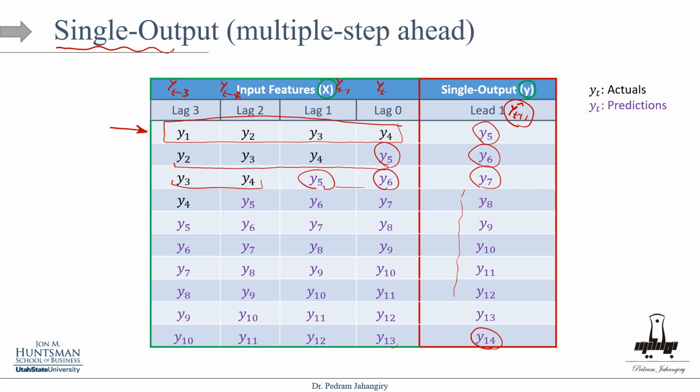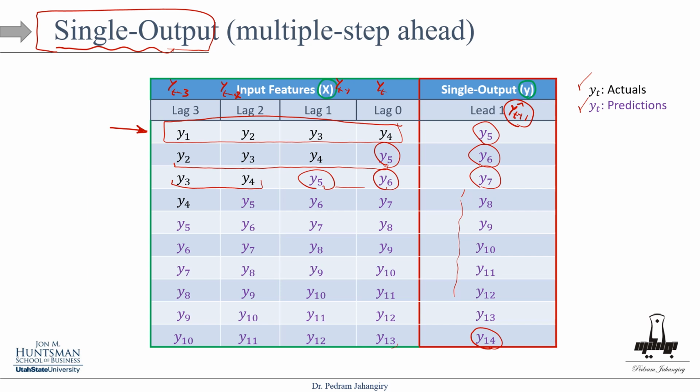So I want you to pause the video or go backward to the previous slide and compare the colors here, right? Remember, the black ones are actuals, the purple ones are predictions. But the point is that regardless of whether you're doing one step ahead prediction or multiple step ahead prediction, this is a single output. This means that your model is predicting one output for each observation, right?